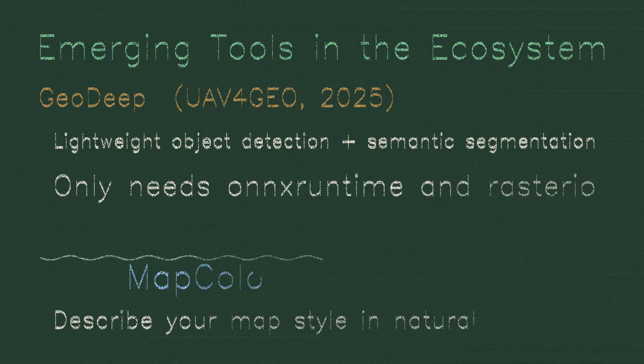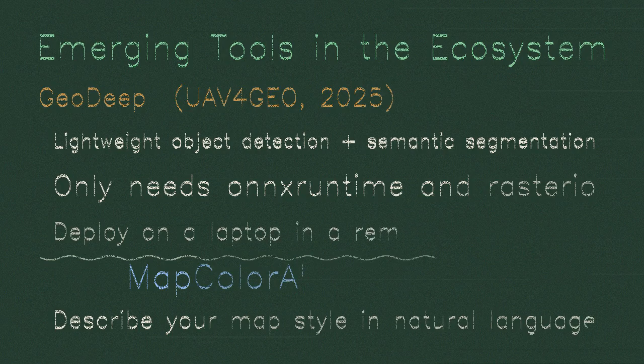MapColor AI is another interesting one, using large language models to help with map design and cartographic styling. You describe the look you want in natural language, and it generates the color schemes and symbology. It is extending AI assistance beyond analysis into the visual communication of results.